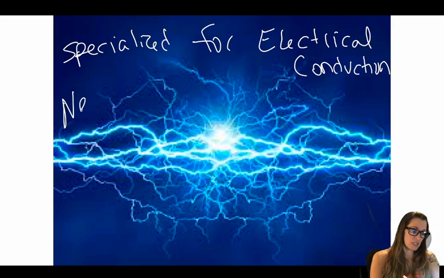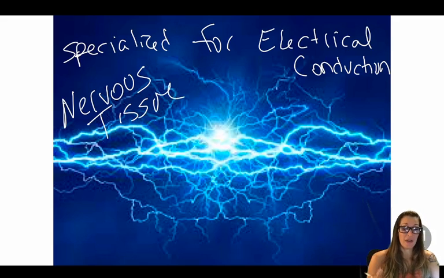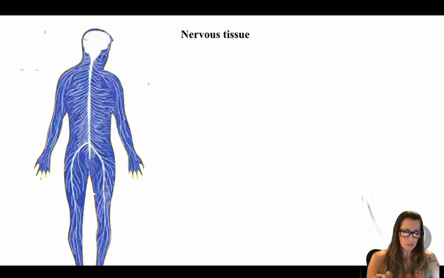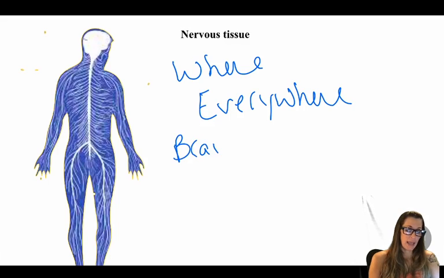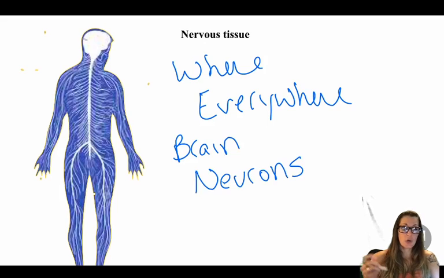I'm going to write nervous tissue. This is what it is all about, electrical conduction. And it's absolutely everywhere in your body. Where? Everywhere. Nervous tissue composes your brain and your neurons. And then we're going to talk in just a second, there are also these cells called neuroglia.